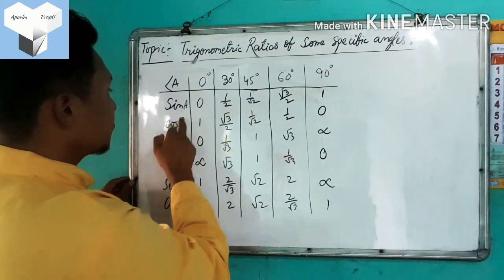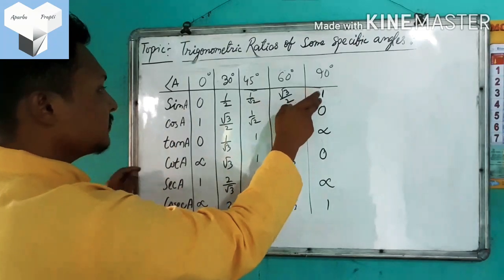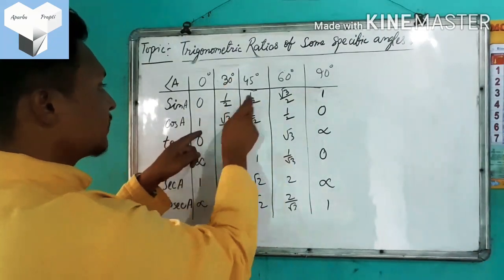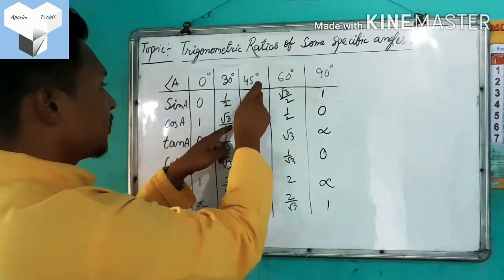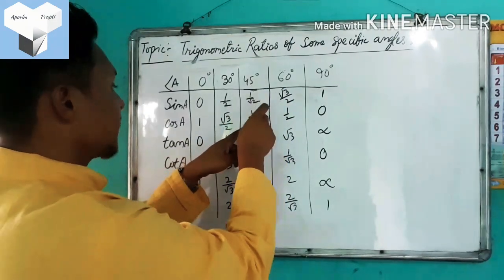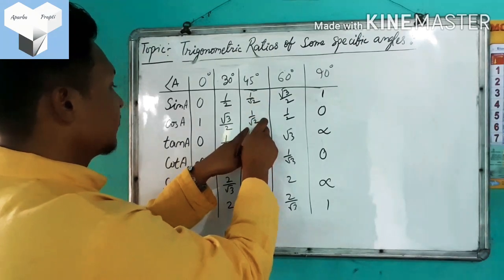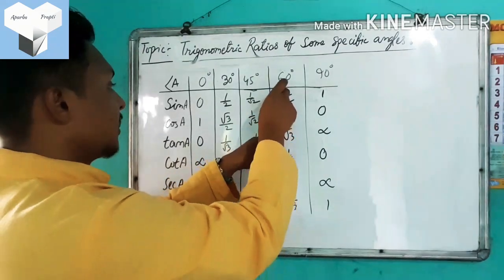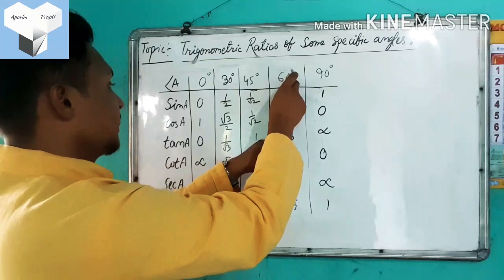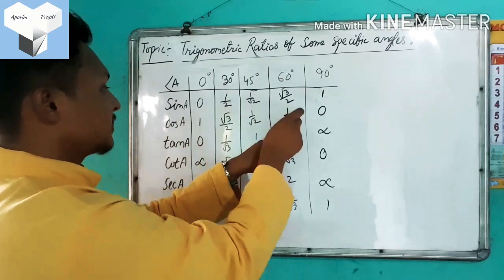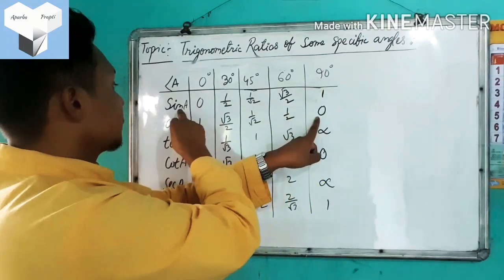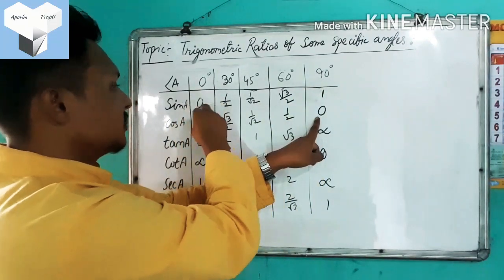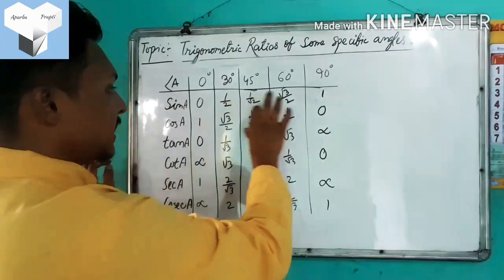That means cos 0 will be 1. Cos 30 will be value of sin 60, that means this one, root 3 by 2. Cos 45 will be the sin 45, that is 1 by root 2. Now cos 60 degree is value of sin 30, that is half. Okay, and cos 90 will be equal to sin 0, that is 0. Yes, so these two lines are done.